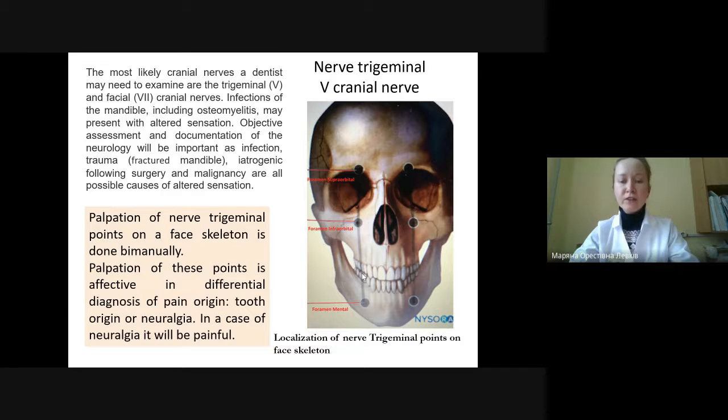So palpation of nerve trigeminal points on the face skeleton is done bimanually. Palpation of these points is effective in differential diagnosis of pain origin, tooth origin, or neuralgia. In a case of neuralgia, these points will be painful. And just to refresh your knowledge about the anatomy, here are located the supraorbital foramen, infraorbital foramen, and mental foramen. All of them are located on one imaginary line that crosses through the pupil of the eye.